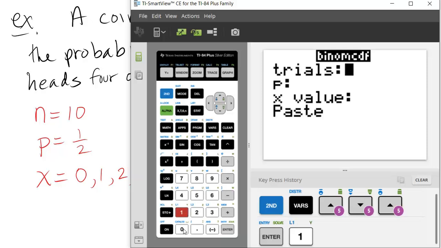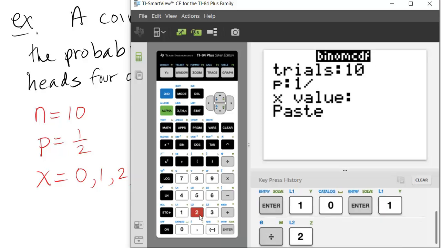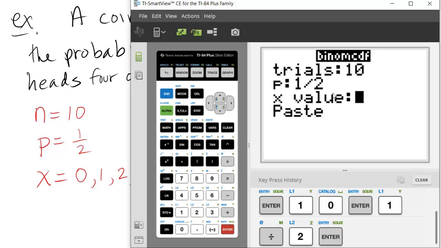The number of trials is 10, that's the value of n. P is the probability of success, that's 1/2 or 0.5. Make sure you put in a number between 0 and 1. You can't put in 50 for 50% because P has to be between 0 and 1. The x value that we choose in Binomcdf is where we want the calculator to stop. Binomcdf is always going to start at 0 and add up values of Binompdf until the spot where you tell it to stop. Well, we want to start at 0 and end at 4.